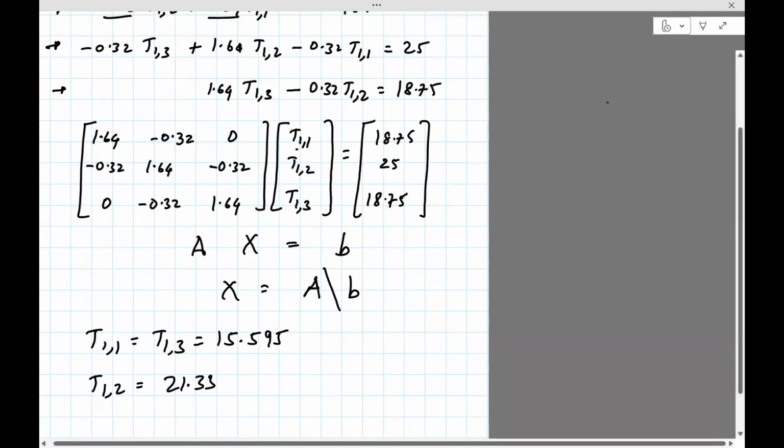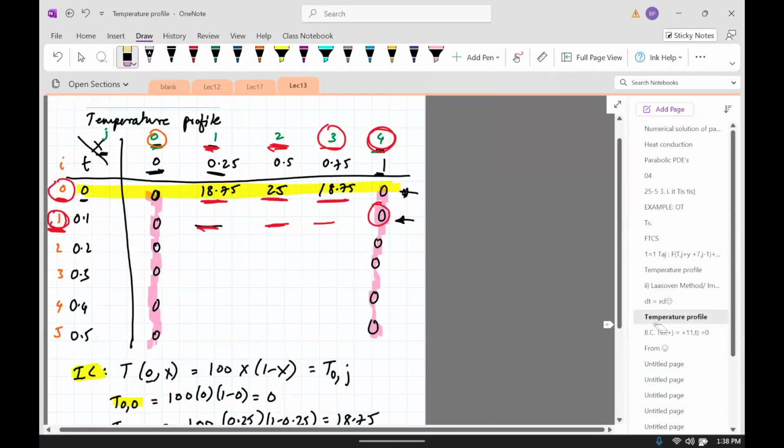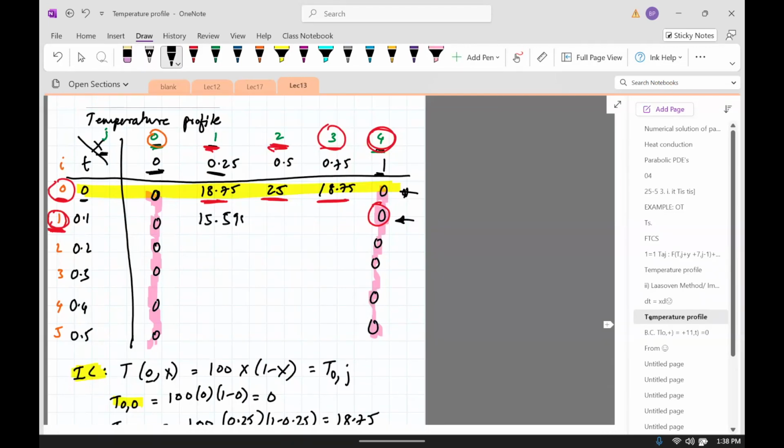Okay, so we can now go and populate this in our table. So our table will have these values known: 15.595, 15.595, 18.0946.